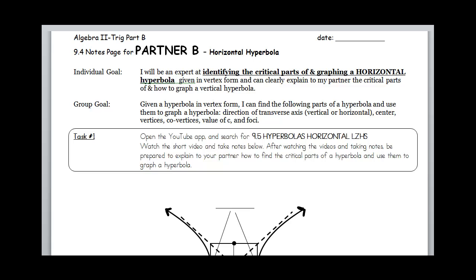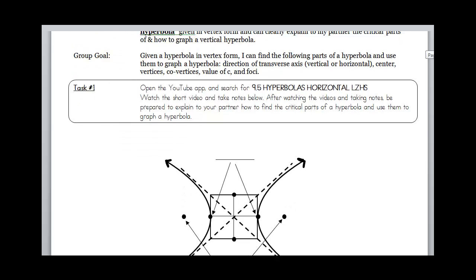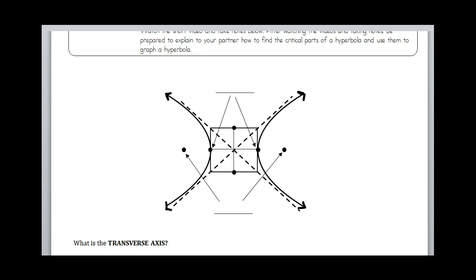In this video, you will learn how to identify the critical parts of and how to graph a horizontal hyperbola. Let's look at the diagram below. You'll notice that a hyperbola looks very similar to two parabolas, and so therefore it also has two vertices. These blue dots on the left and the right would be the vertices of a horizontal hyperbola.